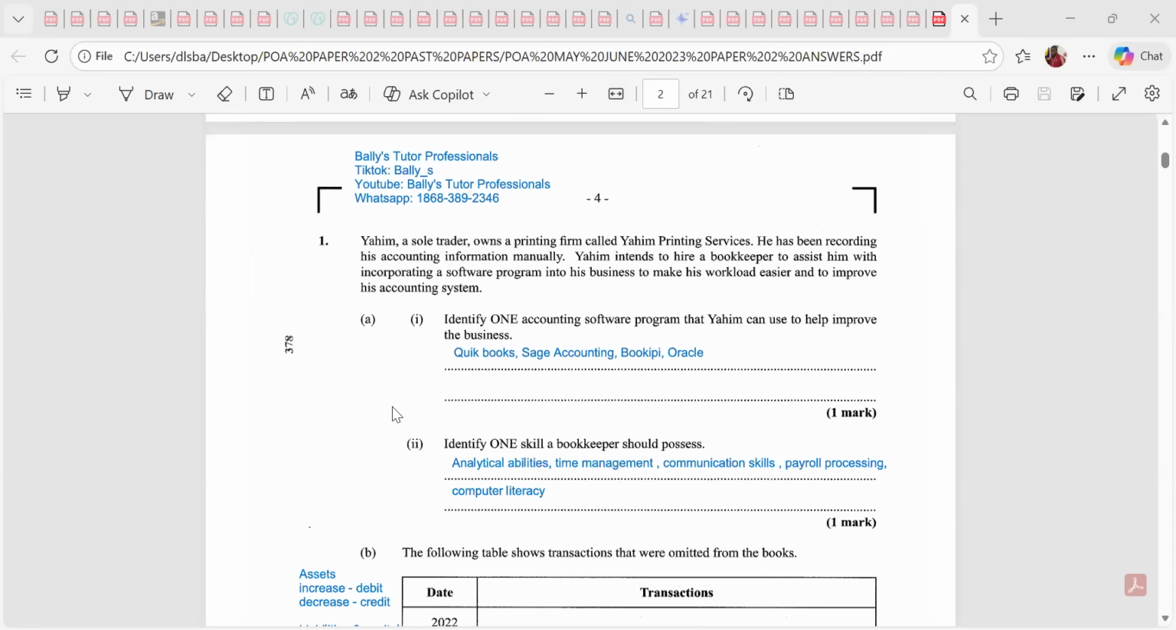Then it said identify one skill a bookkeeper should possess. Analytical abilities, number one thing. Computer literacy, communication skills, anything like that could work.